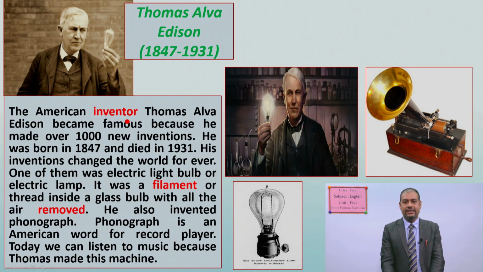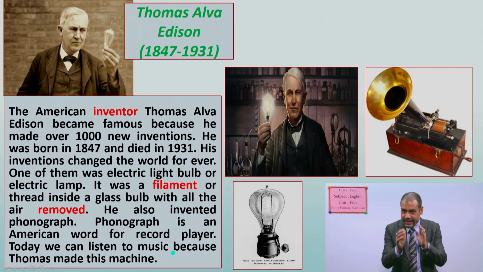The American inventor Thomas Alva Edison became famous because he made over 1,000 new inventions. He was born in 1847 and died in 1931. His inventions changed the world forever. One of them was the electric light bulb or electric lamp. It was a filament or thread inside a glass bulb with all the air removed. He also invented the phonograph. Phonograph is an American word for record player. Today, we can listen to music because Thomas made this machine.